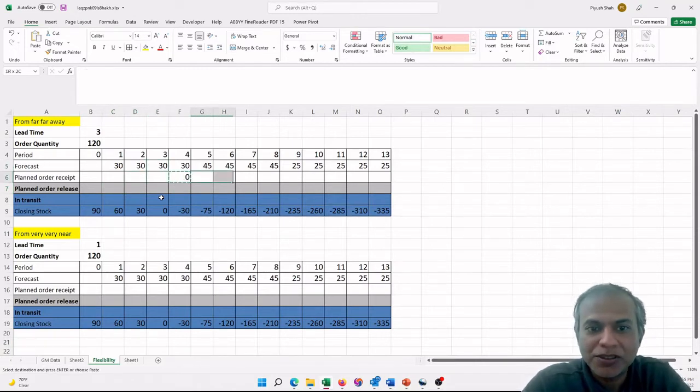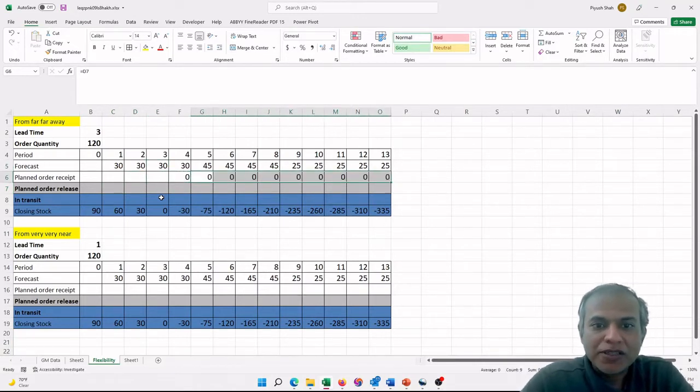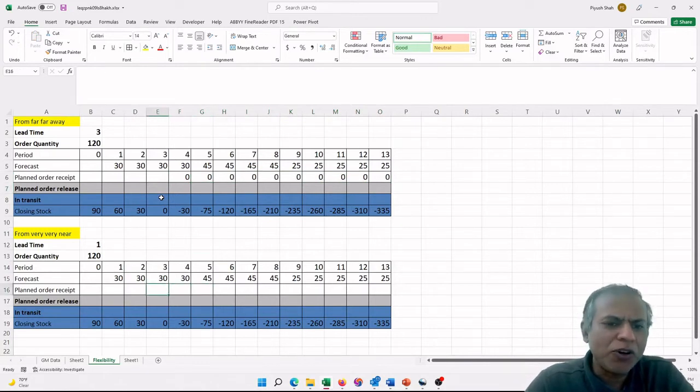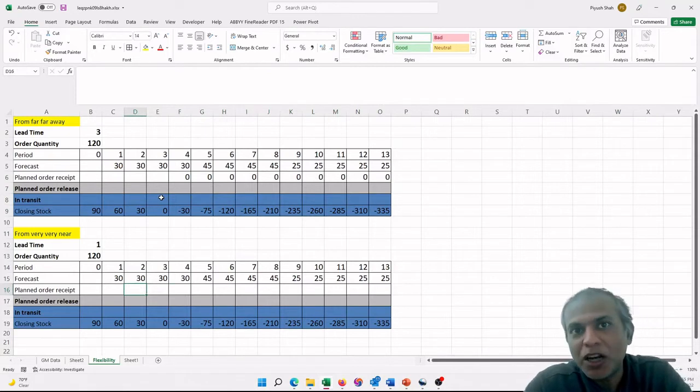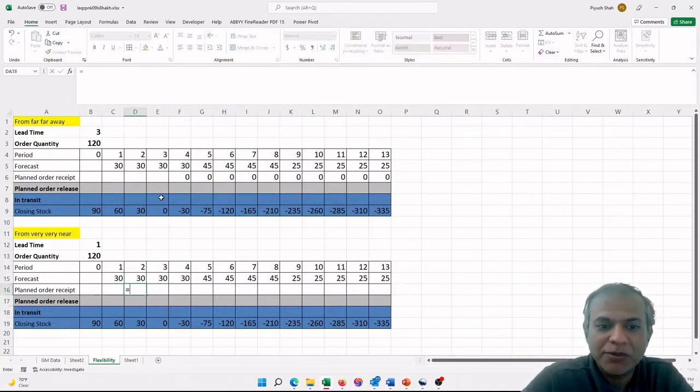I'm going to copy the 0 and paste it here. The same thing for the near situation, but the only thing is lead time is 1 period. So whatever I need in the second period, I can order in the first period. The lead time is just 1.